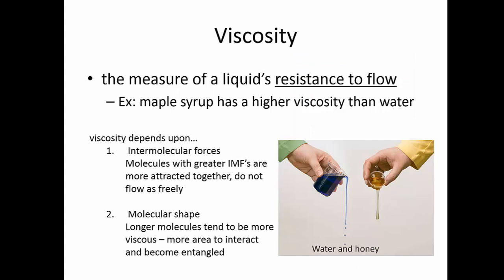Then there's viscosity, our last thing we're going to define. Viscosity is the measure of a liquid's resistance to flow. So for example, maple syrup has a higher viscosity than water, and honey is another example of something that is relatively viscous. So viscosity depends on intermolecular forces. Molecules with greater intermolecular forces are more attracted together, so they won't flow as freely. And also molecular shape. Larger molecules tend to be more viscous, so there's more area to interact with and become entangled.